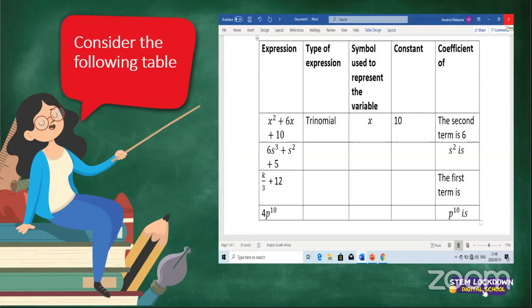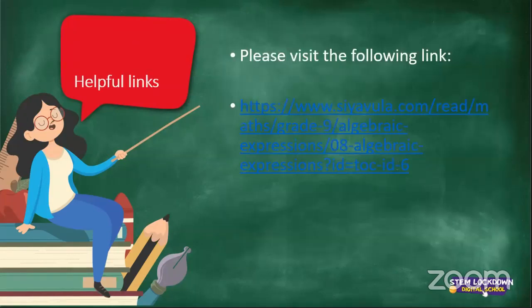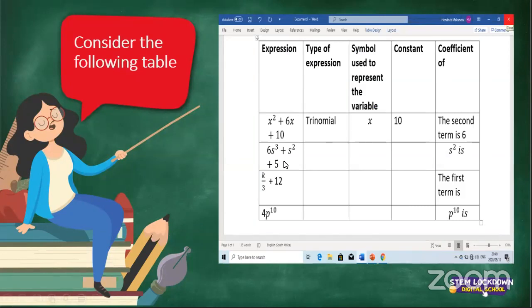The type of expression is trinomial. Now, do you want to perhaps tell us what symbol is used in the expression? S, sir. So S is the symbol that is used in the expression. Constant? The constant, sir, is 5. Yes, the constant is 5 because this 5 can never change, even if the value of S can change.